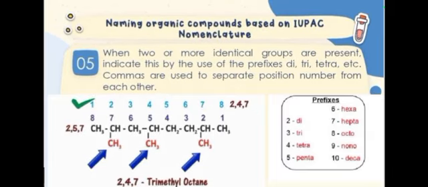Next one, when two or more identical groups are present, indicate this by the use of the prefix di, tri, tetra, etc. Commas are used to separate position numbers from each other. For example, 2,4,7-trimethyloctane. In the structure, the second, fourth, and seventh positions have the substituent methyl. So 2,4,7-trimethyloctane is the name.